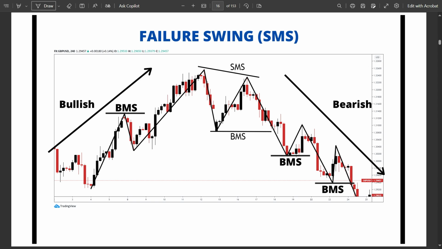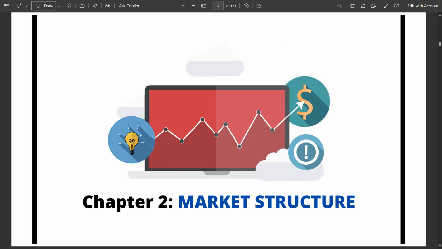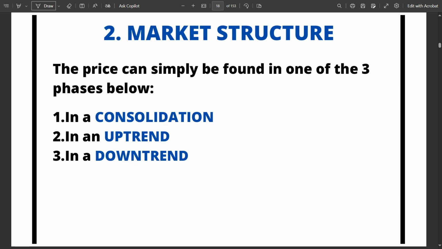Now, moving on to Chapter 2, where the structure of the market itself is addressed. We must always remember that when we open a chart, usually three things are happening at the same time. The price can be in one of the following three phases: consolidation or ranging phase, an uptrend, or a downtrend. It's never outside of these three.